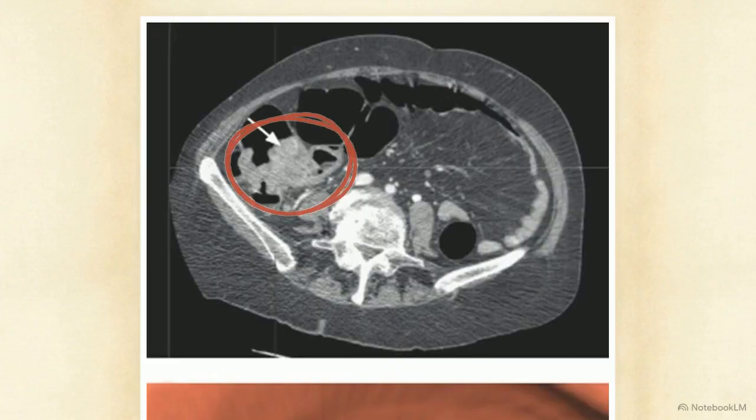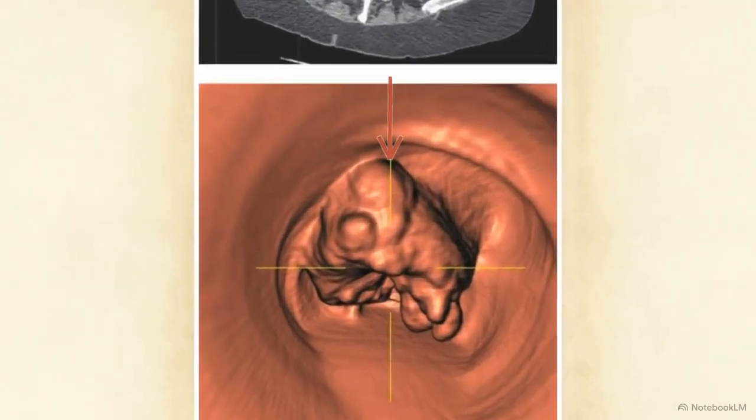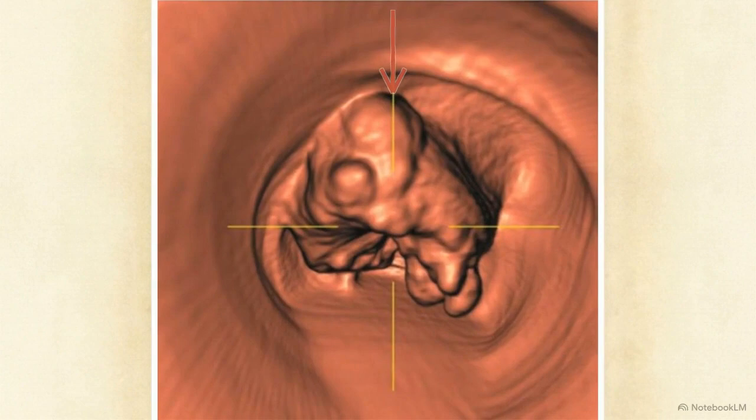Preoperative staging evaluates the primary site and checks for metastatic spread. Here we see a CT scan of the abdomen paired with a 3D formatted virtual colonoscopy. This technique accurately highlights a sigmoid tumor without the need for an invasive physical scope.